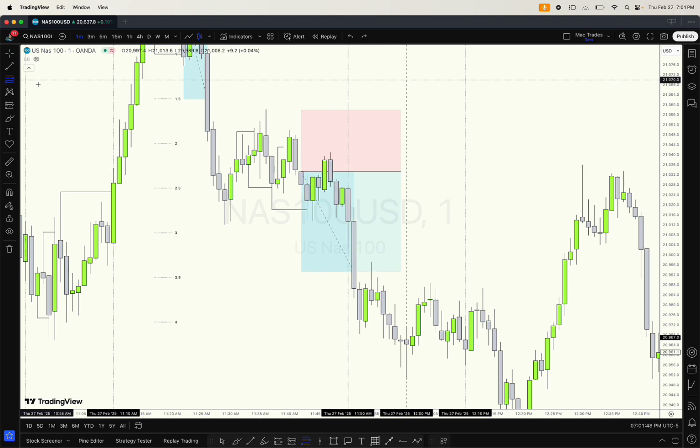So let's go ahead and set this target based on this specific move here.